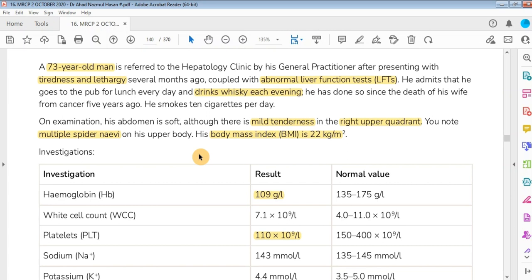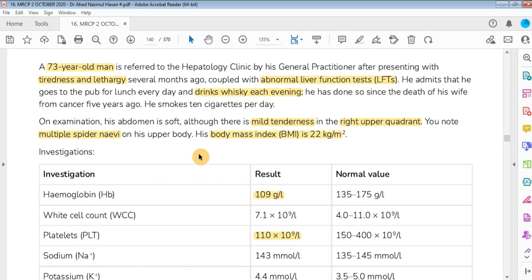A 73-year-old man referred to hepatology clinic by GP after presenting with tiredness and lethargy 7 months ago, coupled with abnormal liver function test. He admits that he goes to the pub for lunch every day and drinks whiskey every evening. He has done so since the death of his wife from cancer 5 years ago. He smokes 10 cigarettes per day. On examination, his abdomen is soft. There is mild tenderness in the right upper quadrant. You note multiple spider naevi on his upper body. His body mass index is 22.